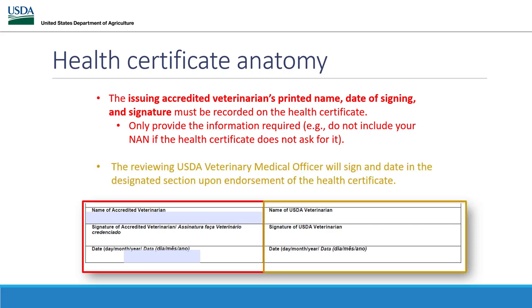For destination countries who require USDA APHIS to endorse the health certificate after it is issued by a USDA accredited veterinarian, you will see a field for the USDA APHIS Veterinary Medical Officer's countersignature and endorsement. Here's how USDA accredited veterinarian Dr. Jane Smith would complete the final required fields to issue the health certificate. Notice that she did not enter any information in the signature block for the USDA veterinarian, since that section must be left blank for the USDA APHIS Veterinary Medical Officer's endorsement.